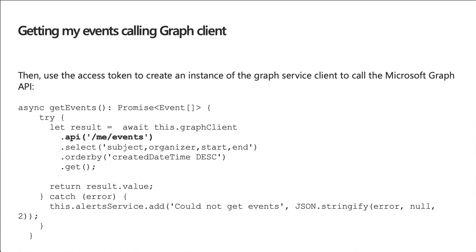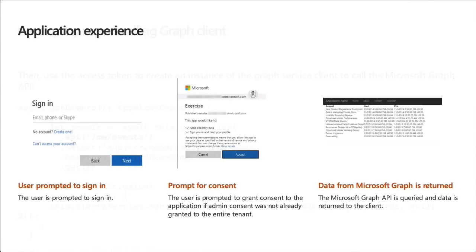And then in the select statement, I'm going to pass the properties I want to get. The order by statement, I'm going to pass those properties as well. And then I'm going to issue my HTTP GET and return back the results that I requested.